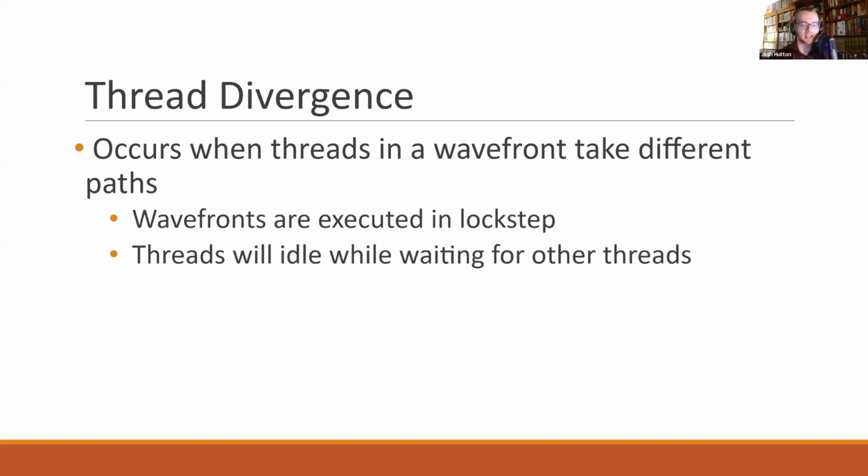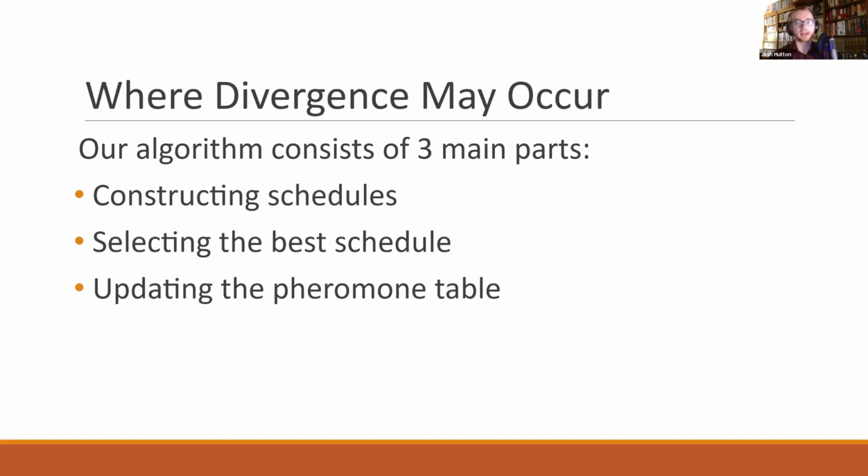This will occur with if-then statements, where we'll execute both branches, or if we are in a loop, the wavefront will need to iterate over the loop the maximum number of times as any thread within that wavefront. In our algorithm, divergence could potentially occur in 3 main parts. When selecting the best schedule, divergence is minimized because we use a parallel reduction, which is a reasonably efficient algorithm to minimize divergence. It's also minimal while we update the pheromone table, as we can easily assign one column in the pheromone table to a thread, meaning at most, some ants will do one extra iteration of a loop. So, in our algorithm, divergence is most likely to occur while actually constructing the schedules.